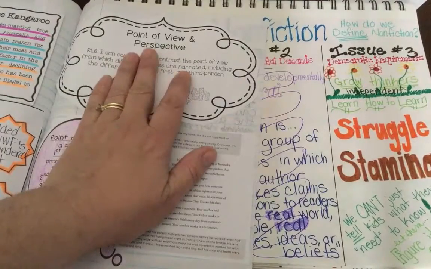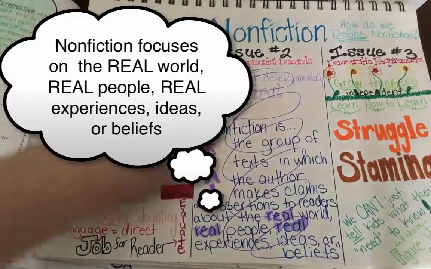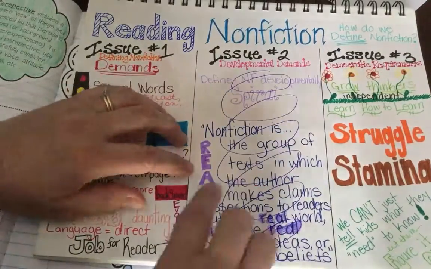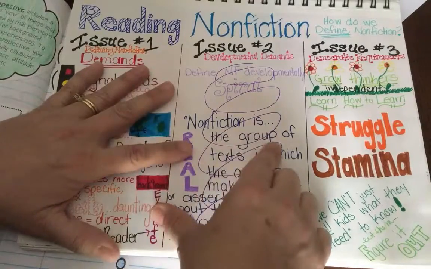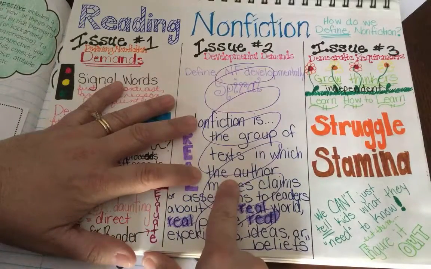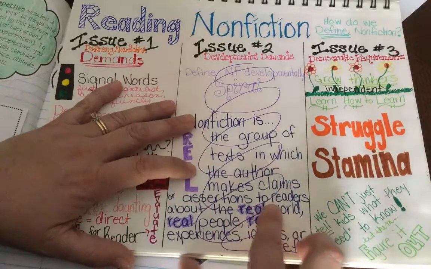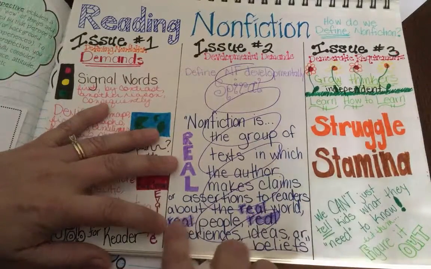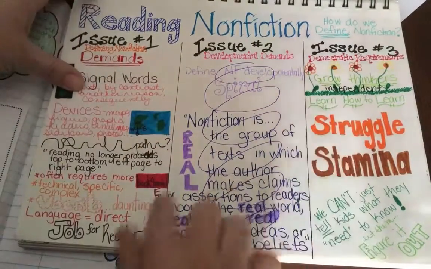Now, narration and point of view refers to fictional texts. I want to switch gears and think about what happens when we read nonfiction. These were some notes that I made as I was examining nonfiction, and I kind of came up with this thought. Nonfiction is a group of texts in which the author makes claims or assertions to readers about the real world, real people, real experiences, ideas, or beliefs. So there's that focus on being real.